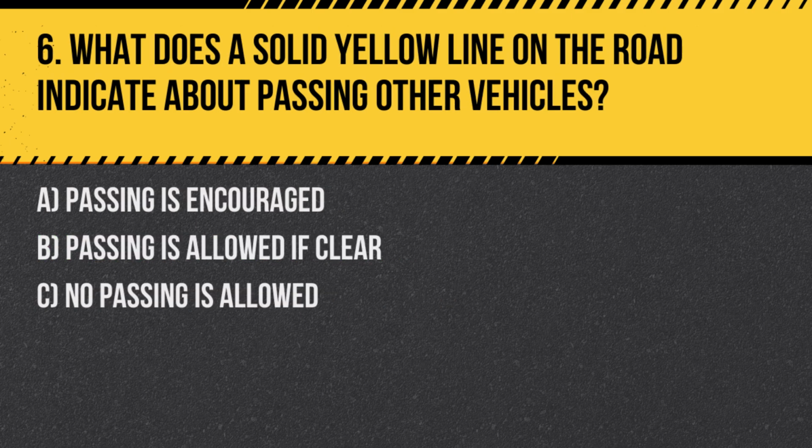Question 6. What does a solid yellow line on the road indicate about passing other vehicles? A. Passing is encouraged. B. Passing is allowed if clear. C. No passing is allowed.